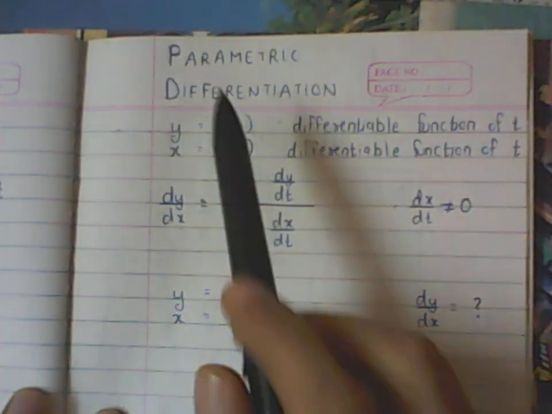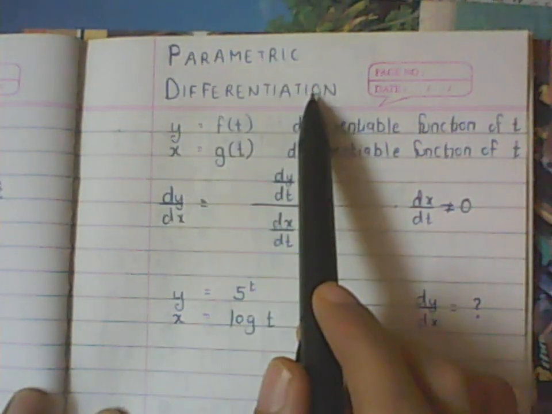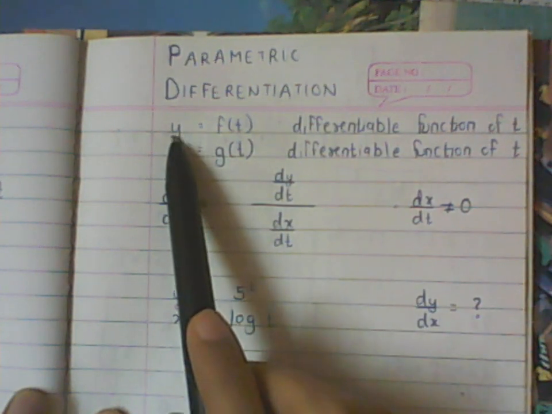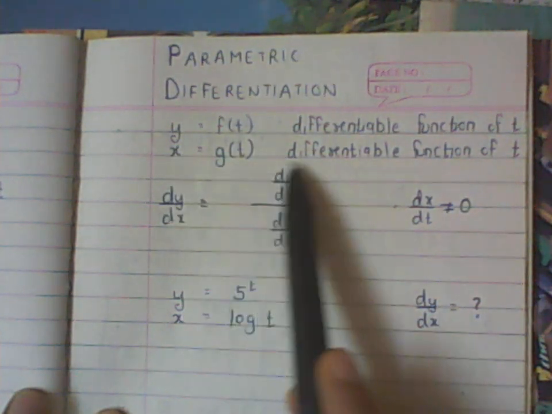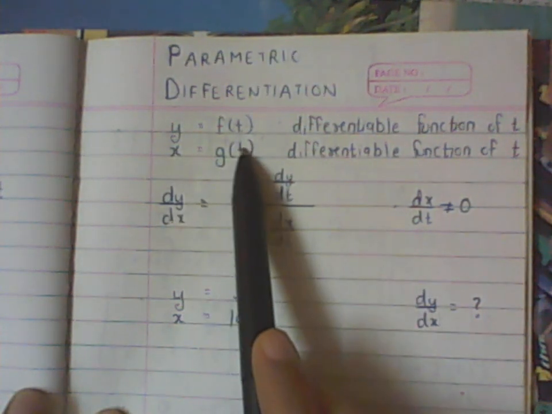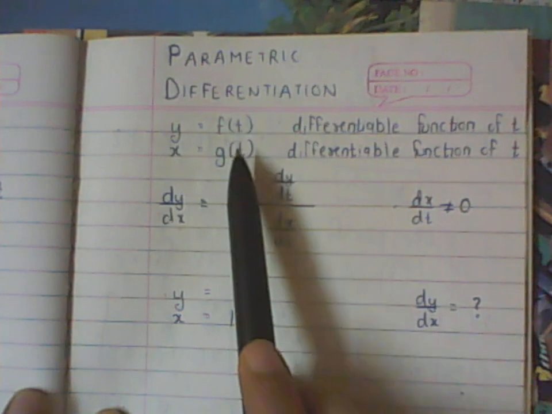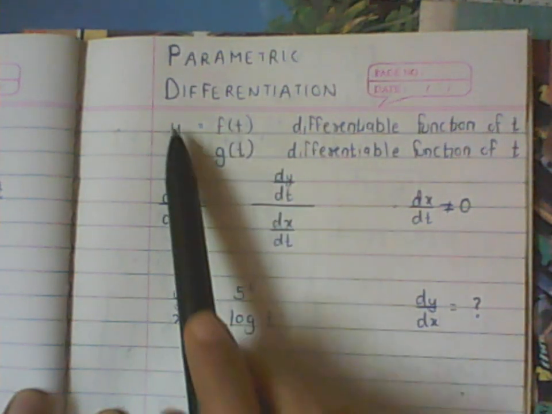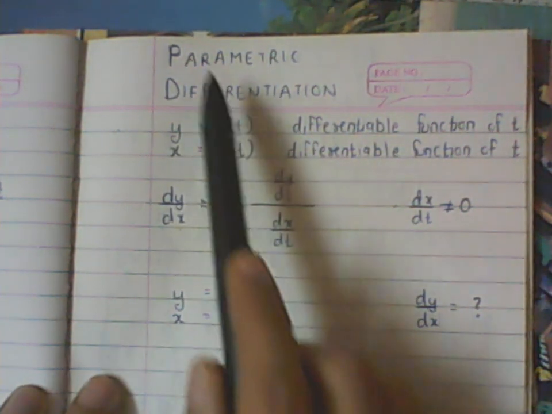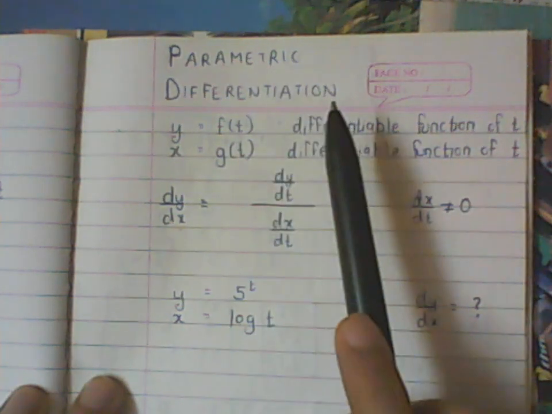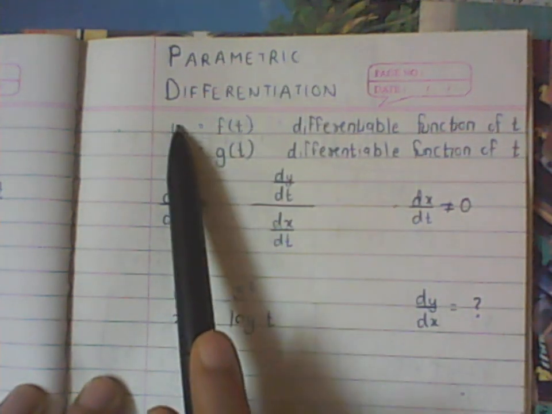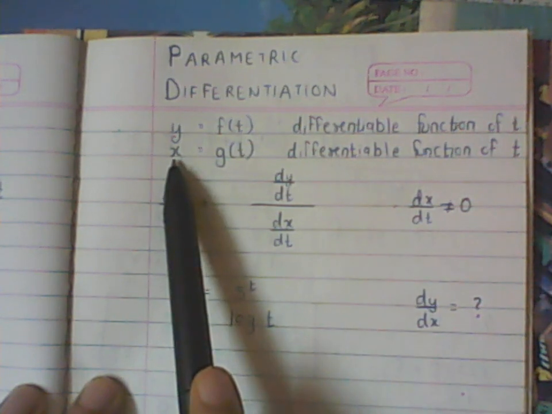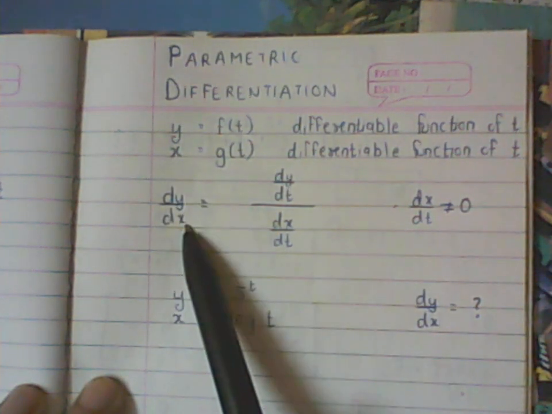This video is about parametric differentiation, wherein you have, let's say, one function y, which is a differentiable function of a parameter t, and x is also a differentiable function of that same parameter t. So this t acts as a parameter for both of these functions. That's where the terminology parametric stems from. You can consider this y as a function of x and talk about its derivative with respect to x.